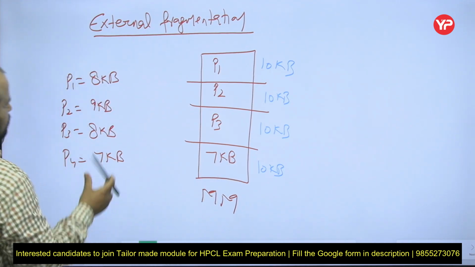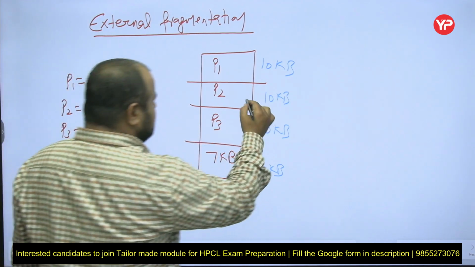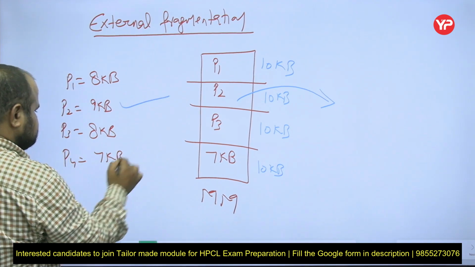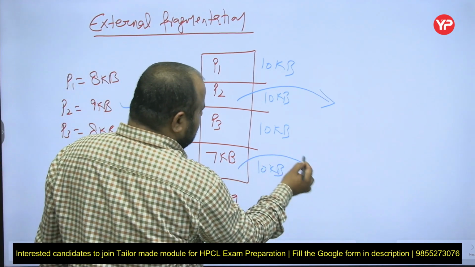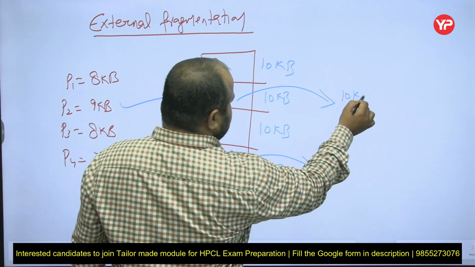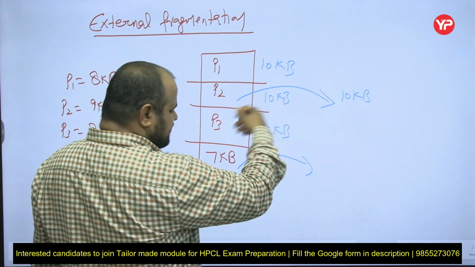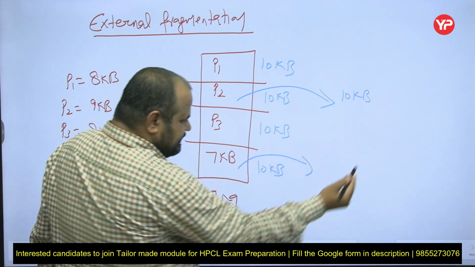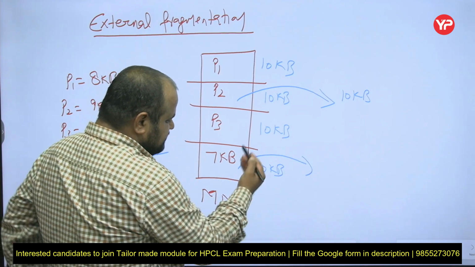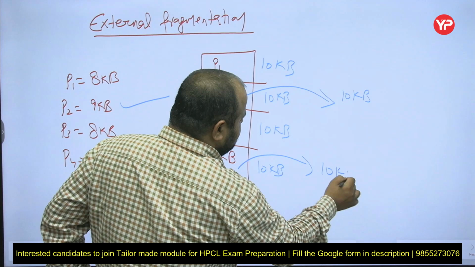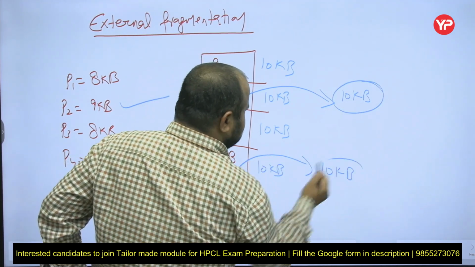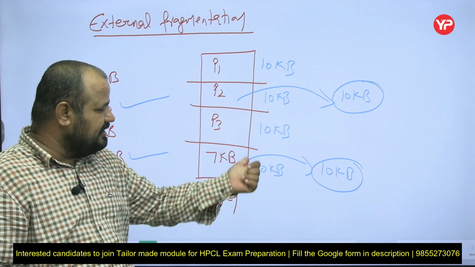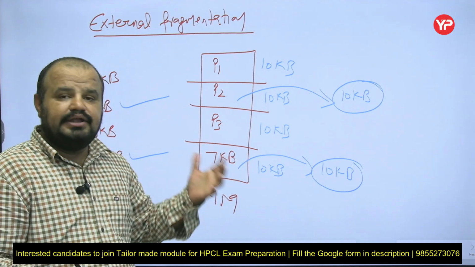Now what happened? Process P2 completes its task. It means it is going to free this block. And next, P4 is going to free its block. Now I have a space of 10 KB because process P2 completed its task and left the main memory, and in the same way the other process completed its task and left this memory. So we have 10 KB plus 10 KB, 20 KB: two blocks of 10 KB each are right now in my hand.